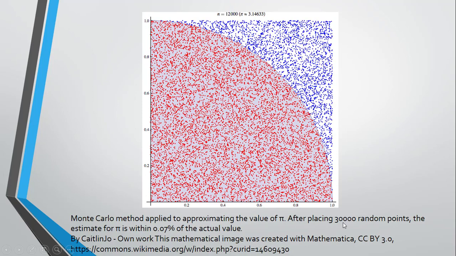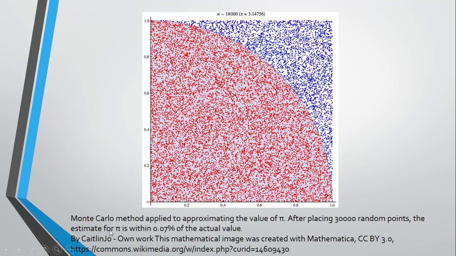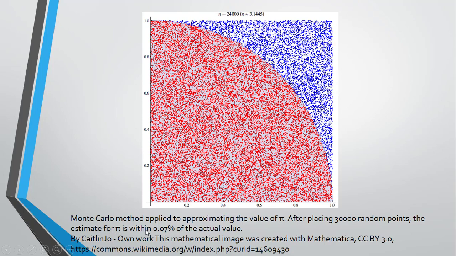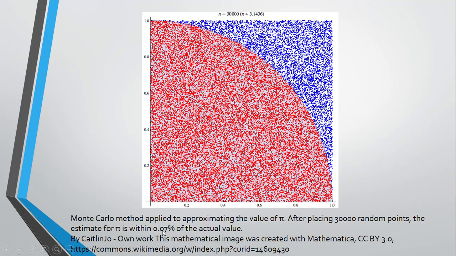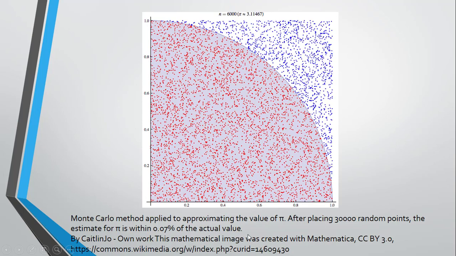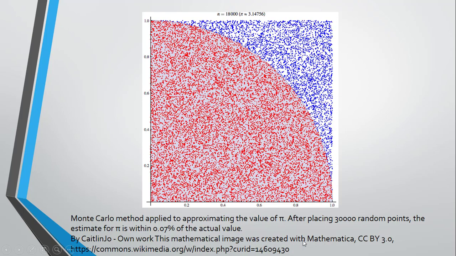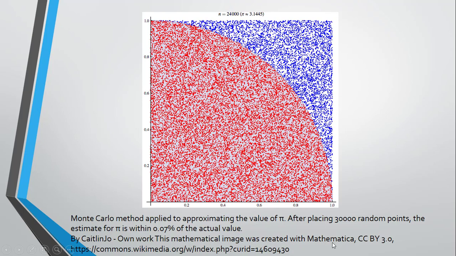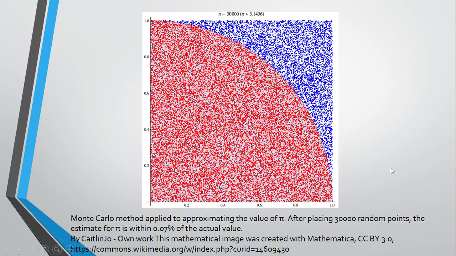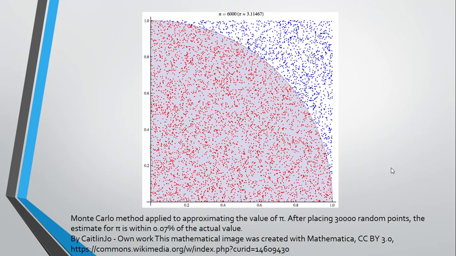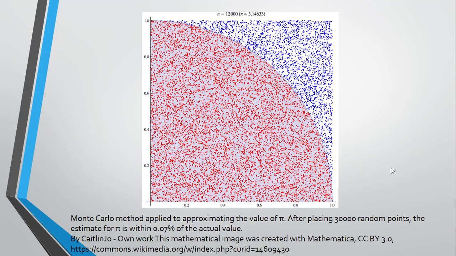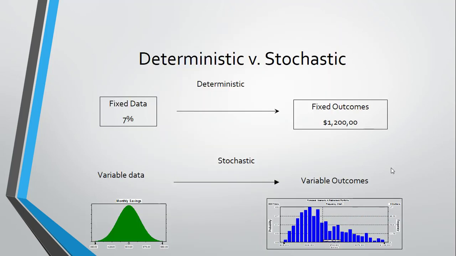After placing 30,000 random points, the estimation for pi is within 0.07% of the actual value. This is from a message from Mathematica. There's one application of the Monte Carlo simulation. Let's look at another one.